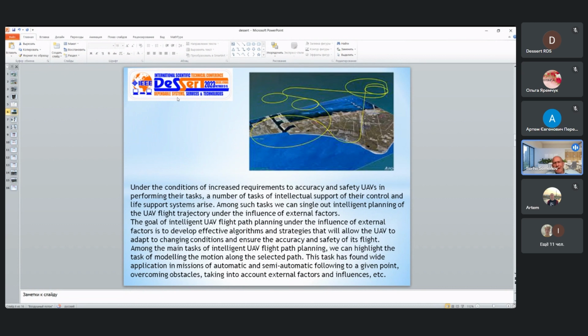Among the main tasks of intelligent UAV flight path planning, we can highlight the task of modeling the motion along the selected path. This task has found wide application in missions of automatic and semi-automatic following to a given point, optimally taking into account external factors and their influence.